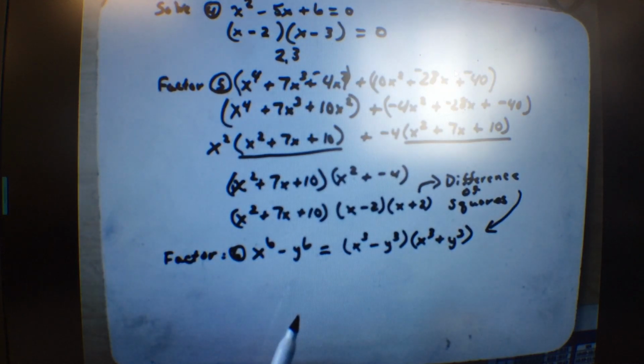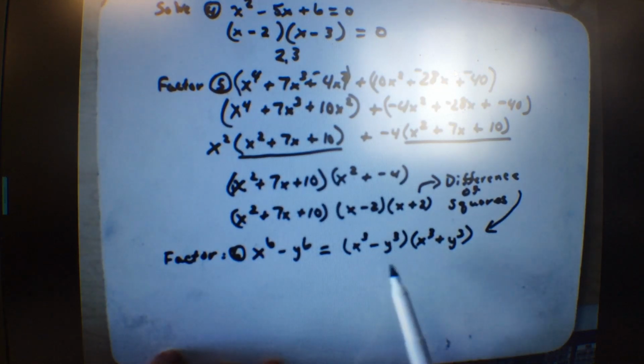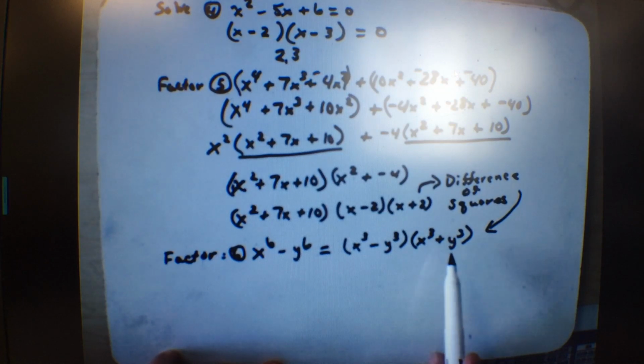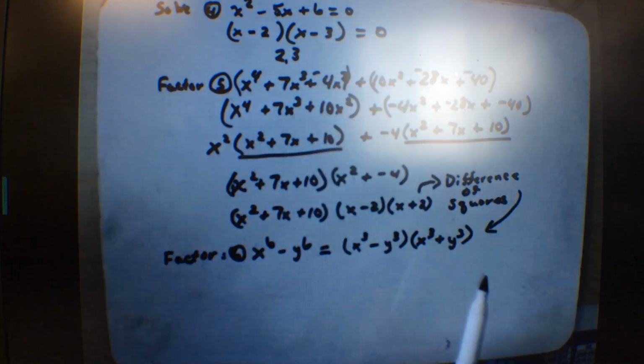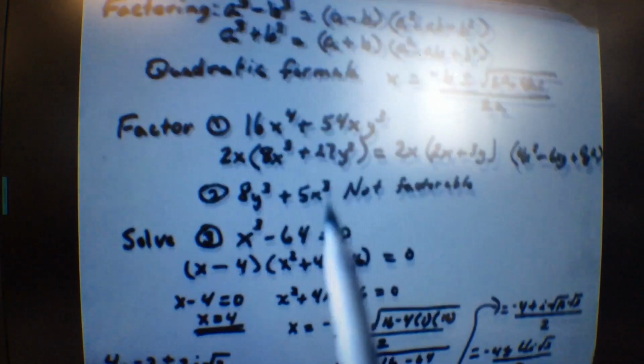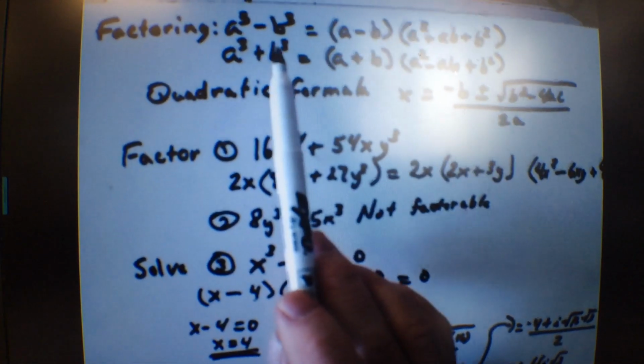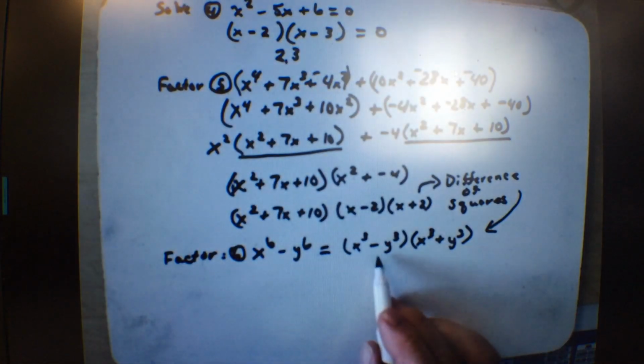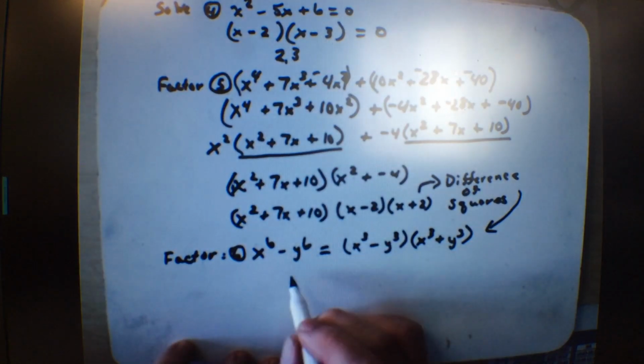CJ, you understand that? Yep. Harper, you with us? Yep. Okay. All right, now I'm not done. Take a look at those. There, you can add them. They're what? Squares. Right? All right, so I can factor this one first.